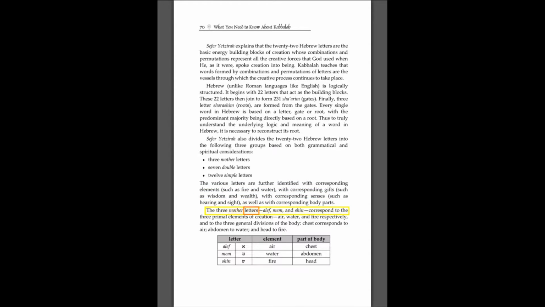The 3 mother letters, Aleph, Mem, and Shin, correspond to the 3 primal elements of creation, air, water, and fire respectively, and to the 3 general divisions of the body. Chest corresponds to air, abdomen to water, and head to fire. Letter, element, part of body: Aleph, air, chest; Mem, water, abdomen; Shin, fire, head.